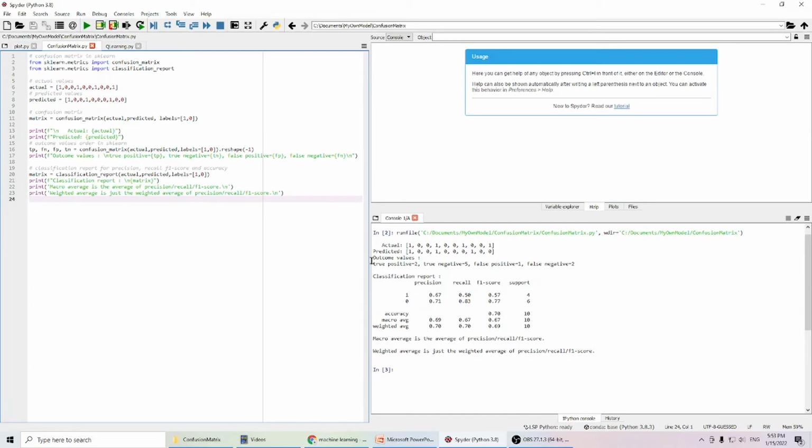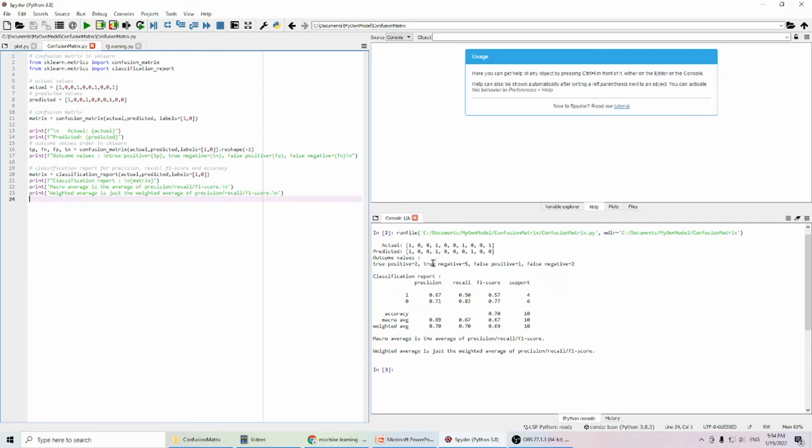You can see true positive is 2. So let's take a look. Actual value, this is positive, this is positive, and this is positive, this is positive. But when we do the prediction, we have those 3. And the first one and second one, they're correct. So those are true positive, is 2.